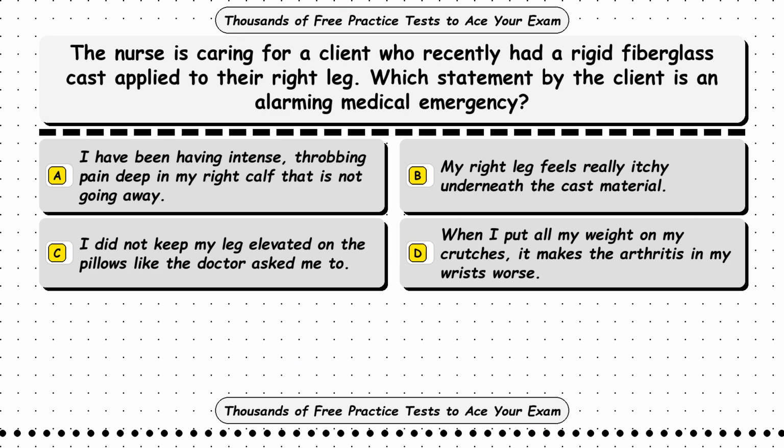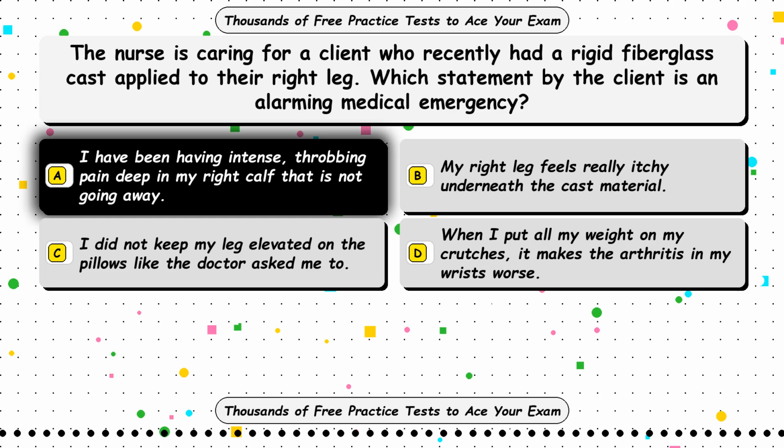Question 121. The nurse is caring for a client who recently had a rigid fiberglass cast applied to their right leg. Which statement by the client is an alarming medical emergency? Option A. I have been having intense, throbbing pain deep in my right calf that is not going away. Option B. My right leg feels really itchy underneath the cast material. Option C. I did not keep my leg elevated on the pillows like the doctor asked me to. Option D. When I put all my weight on my crutches, it makes the arthritis in my wrists worse.